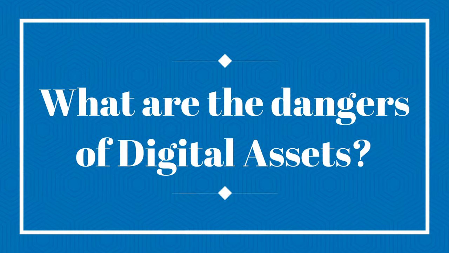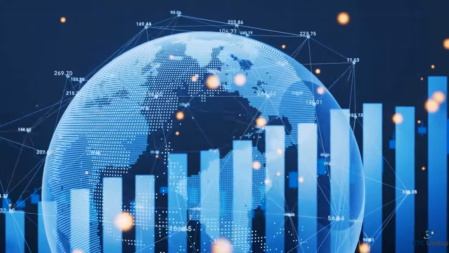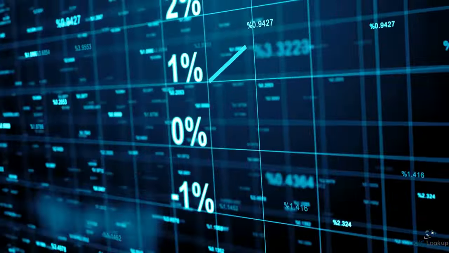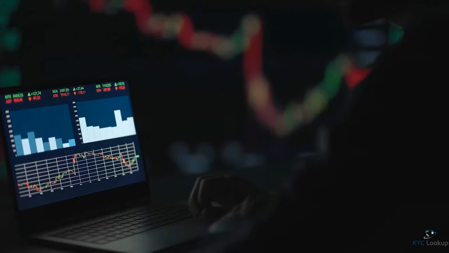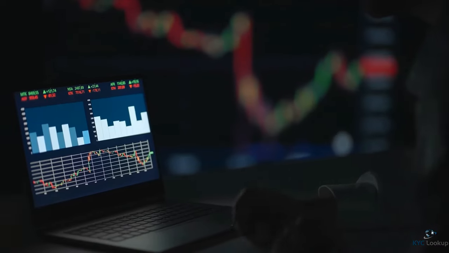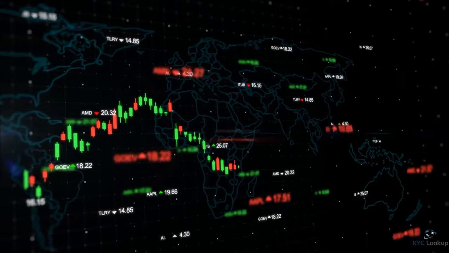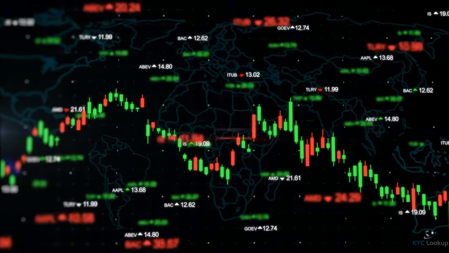What are the dangers of digital assets? Digital assets have emerged as a disruptive force in the financial world, offering unprecedented opportunities for investment and wealth generation. However, this new frontier is not without its perils. By understanding the risks, investors can make informed decisions and implement strategies to safeguard their investments. Here we outline some of the dangers.